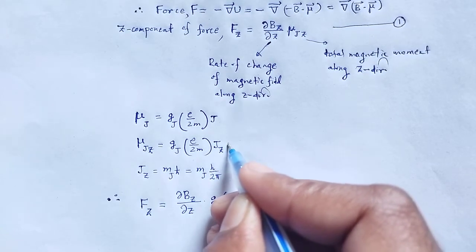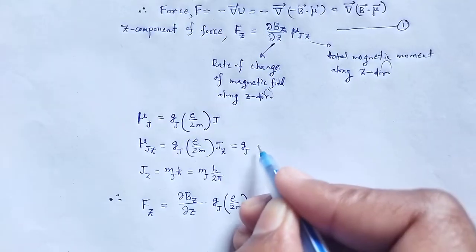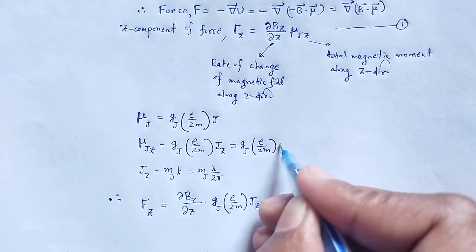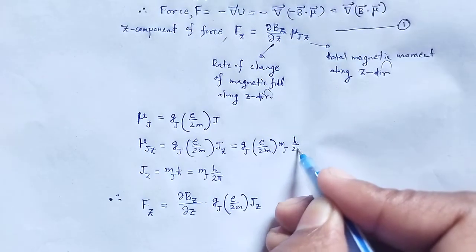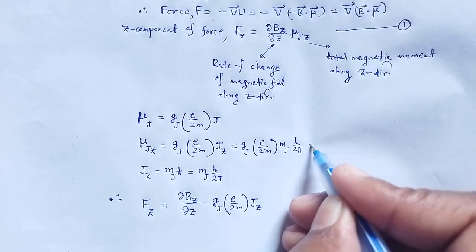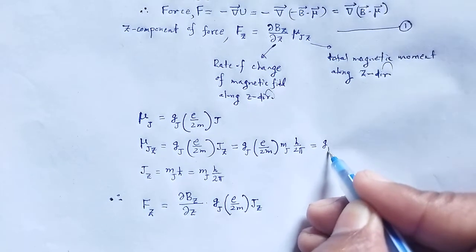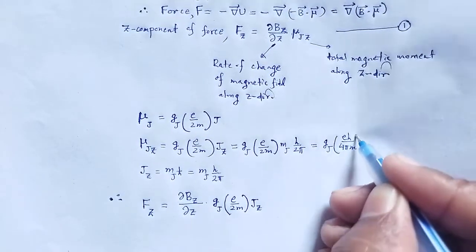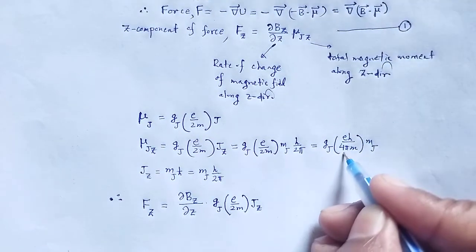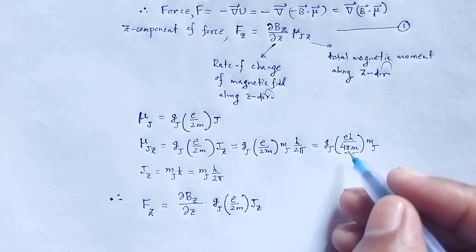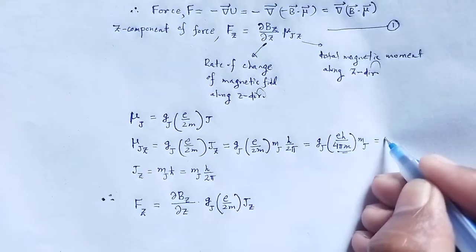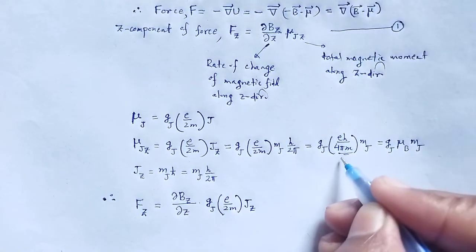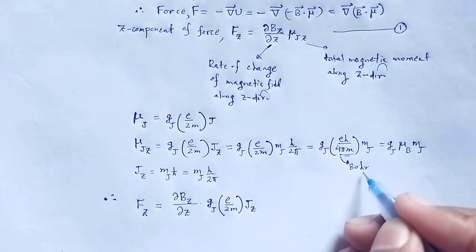When we put the value of jz here, that is gj e by 2m into the value of jz, that is mj h by 2 pi, it will be gj e h divided by 4 pi m mj, and that term is known as the Bohr magneton, mu B. Therefore that is gj mu B mj, the Bohr magneton term.